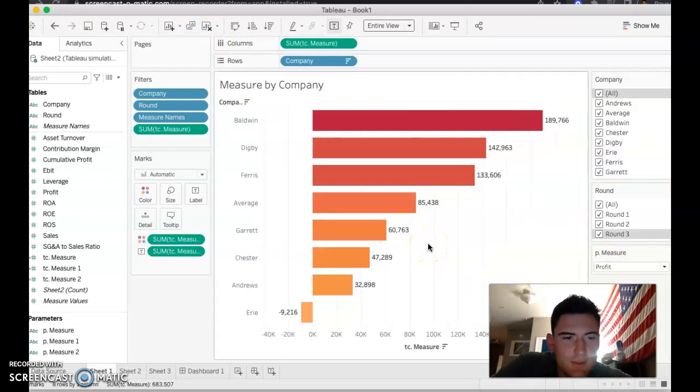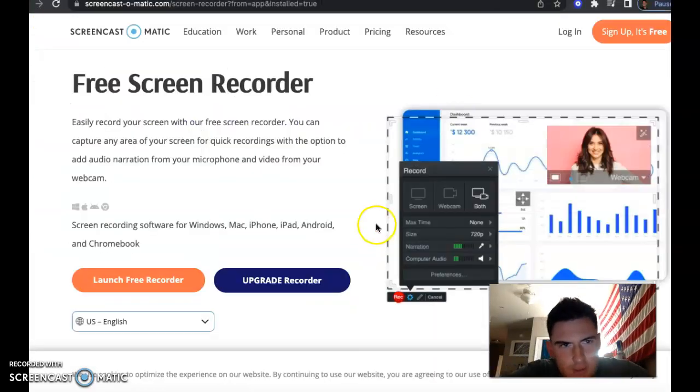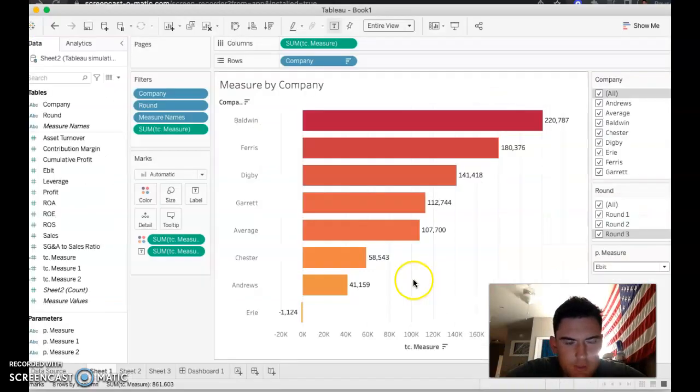And lastly, looking at this profit, we can see that there's a similar trend with the way profits are going, as well as earnings before interest and taxes.